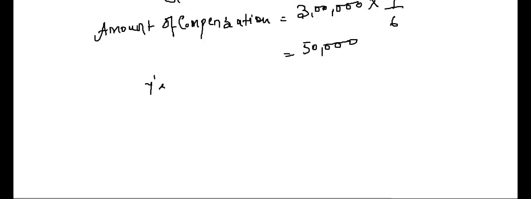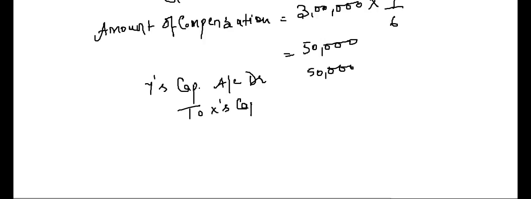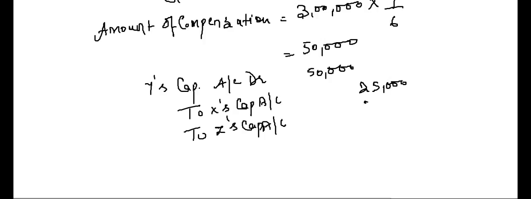So the entry will be Y's capital account debit with 50,000 because Y will get 50,000 as compensation, to X capital account. What is the gaining ratio? 1:1 because they are sharing the gain equally. This is 25,000.